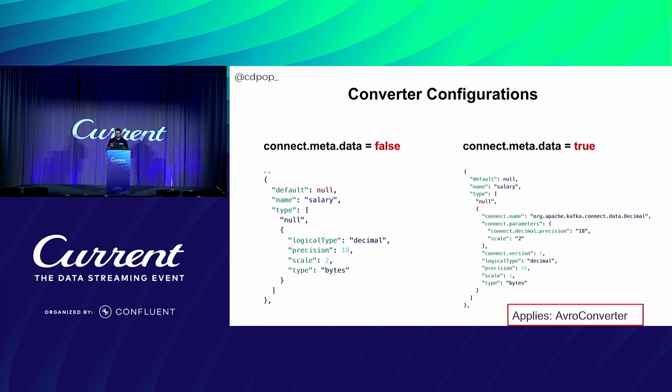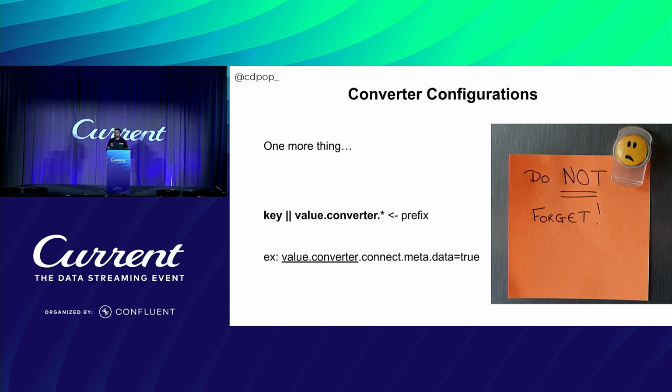And here's a quick side-by-side comparison between the false configuration versus true configuration, specifically for the Avro converter. Normally, you do want to have that configuration set to true, especially when you're using it for a sink connector as well, because you want to have that metadata for that high precision and that information for the converter. One more thing. If you actually want to use these configurations, don't forget you need the prefix. If you don't have value.converter or key.converter as a prefix to any of these configurations, they're not going to get applied.